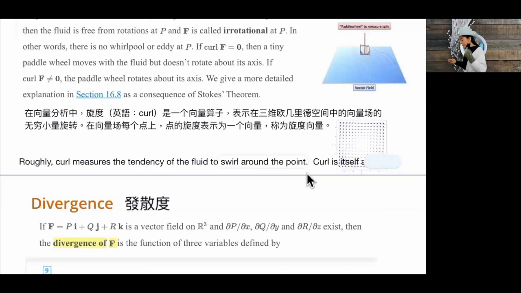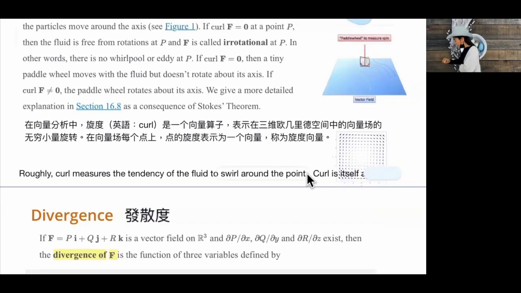Okay, roughly speaking, curl measures the tendency of the fluid to swirl around the point. Curl itself is, I'm going to ask you, is it a scalar or a vector? Huh? It's a vector. Curl is a vector, so it has direction and also magnitude.